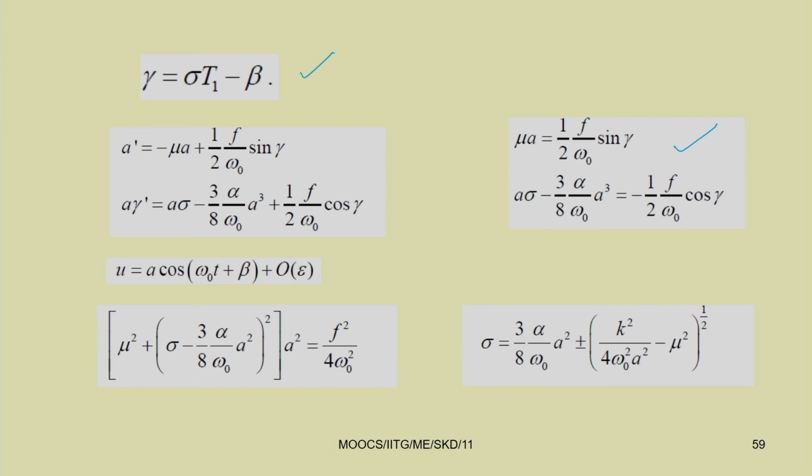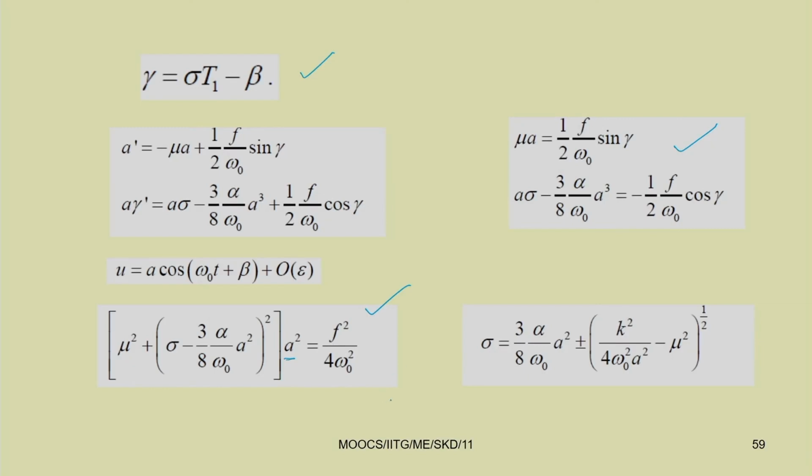Now, by squaring and adding sin square gamma and cos square gamma, we can get an expression like this, where it is mu square plus sigma minus 3 by 8 alpha by omega 0 a square whole square, into a square. You just see, this equation contains a square whole square, a to the power 4, and outside also you have a square. So, we have a term with a to the power 6, and the same expression is in the form of a quadratic in sigma. So, this expression is quadratic in sigma, but 6th power in terms of displacement a.